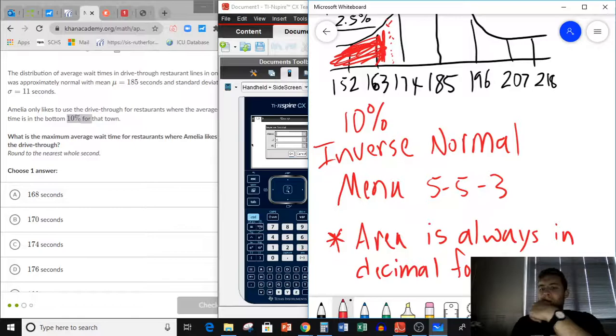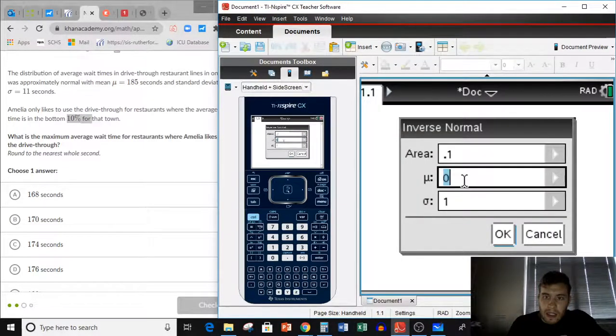Okay, so that means we're saying 10% is what we want. So let's go back to the calculator. We're going to put in 0.1, okay? Then we're going to put in the mean. We know that's 185. And then the standard deviation is 11. We're going to hit enter.